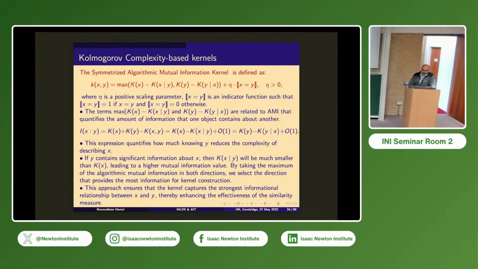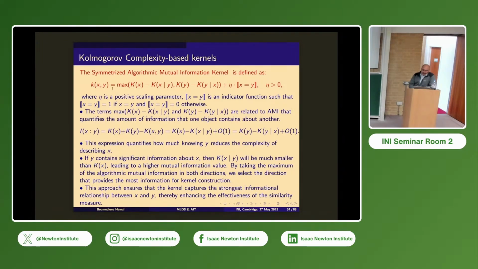So K(x) minus K(x given y). Essentially, it's saying that if there is a lot of information about y contained in x, then this object here will be smaller. So K(x given y) will be close to K(x), and otherwise it will not. So this difference will be larger.